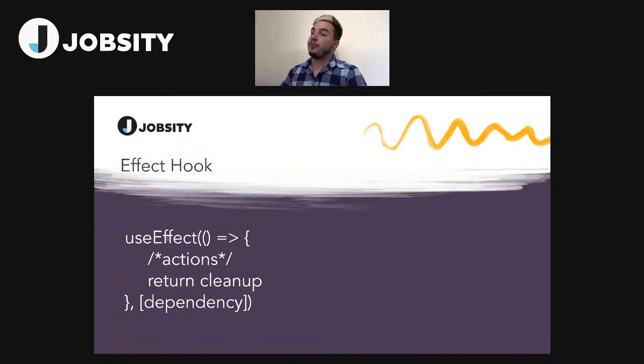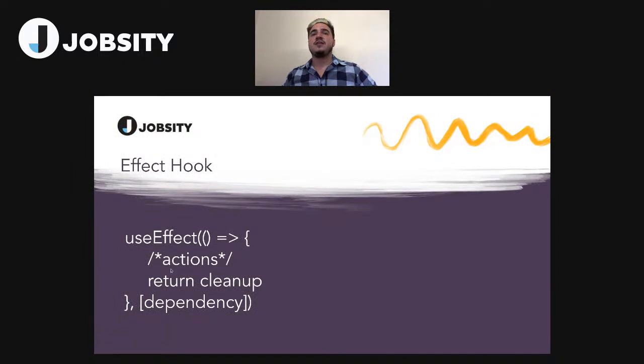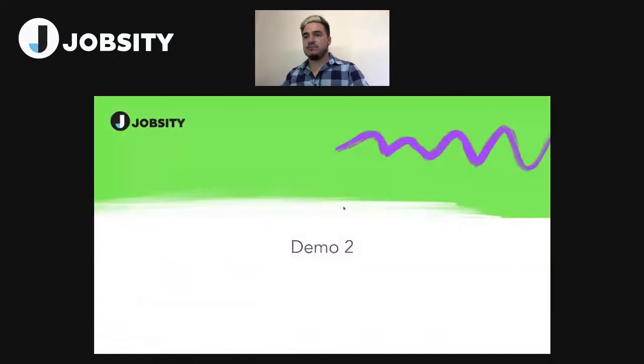We have to import the useEffect from the React library, and we have two params that it receives. One is a function that you can see here that has a return function that is the cleanup. For example, if you have an event listener, you have to add the remove of it in the cleanup. And the second parameter are the dependencies. So let's see that in action.